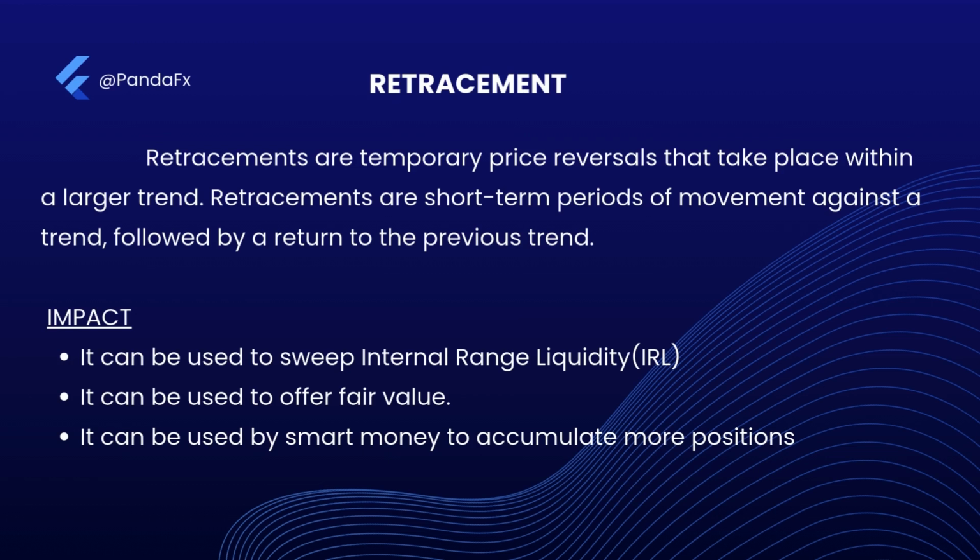And it can be used by smart money to accumulate more positions. So smart money can accumulate more positions if the trend hasn't yet completed its objective or hasn't yet reached the terminus. So in any retracement, they can put in more positions. They can use retracement for that.